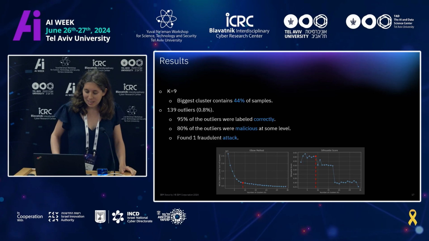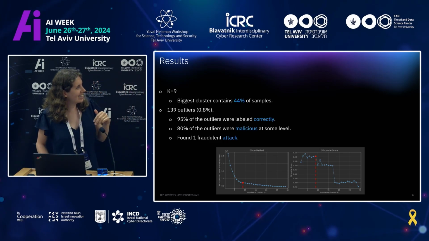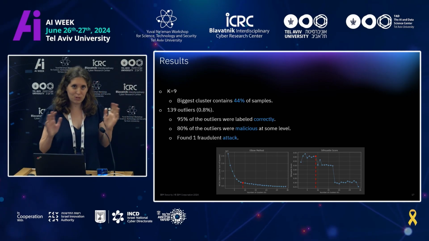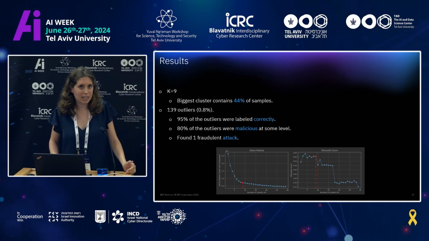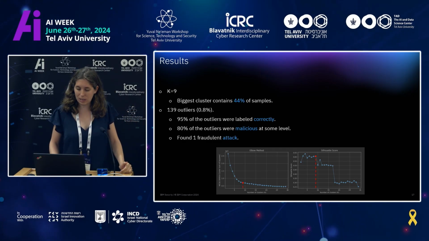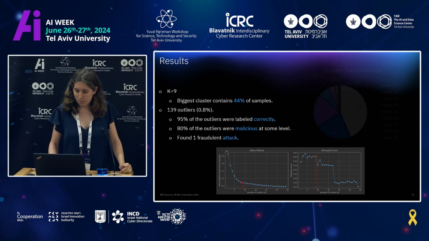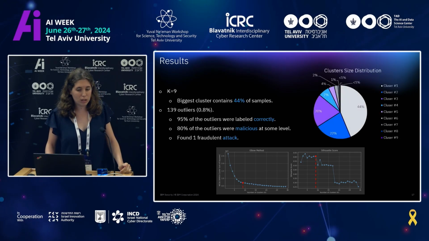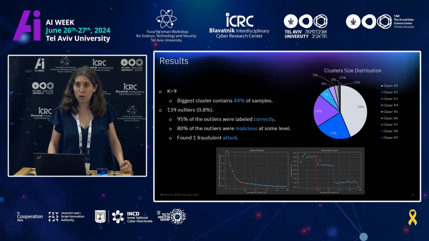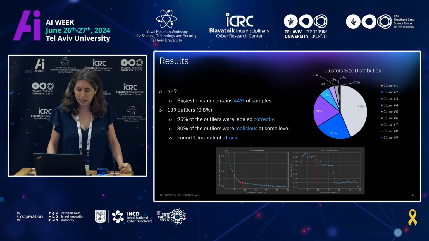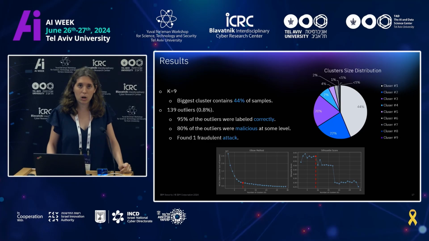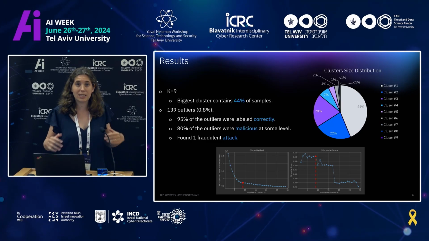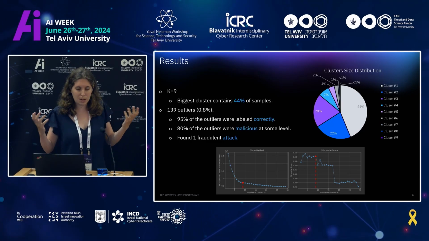Okay. So the silhouette score, I hope you hear me okay. The silhouette score in the right graph is another method to check cluster quality. And here is the cluster size distribution. You see that the biggest cluster contained 44% of those samples. And in total, we found 139 outliers, which is 0.8% of the 16,000 samples that we have.